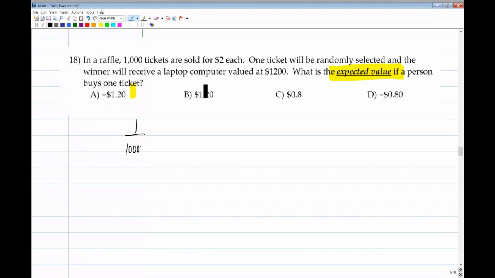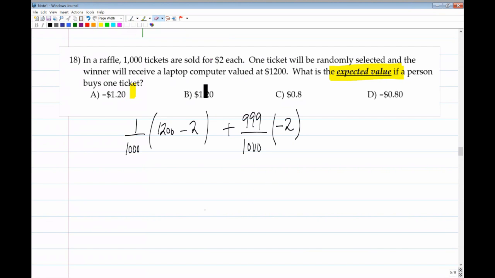1 out of 1,000, that's the probability. Then the person could win a computer valued at 1,200. But since he has to play the game, we take $2 off from the winning prize. Now the rest of the people, 999 people out of 1,000, will end up not winning the game. So they'll end up with whatever they paid, that's it, it's lost for them.